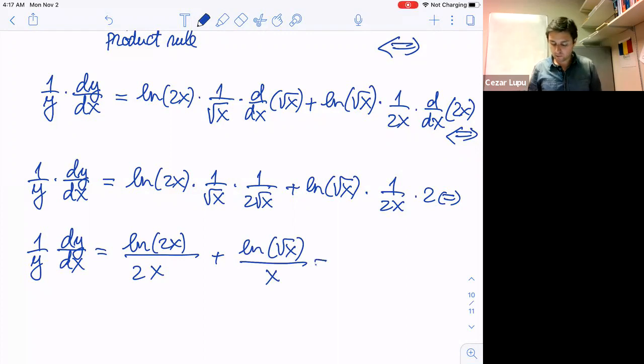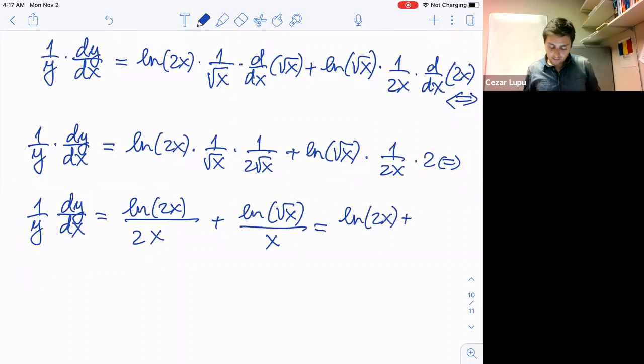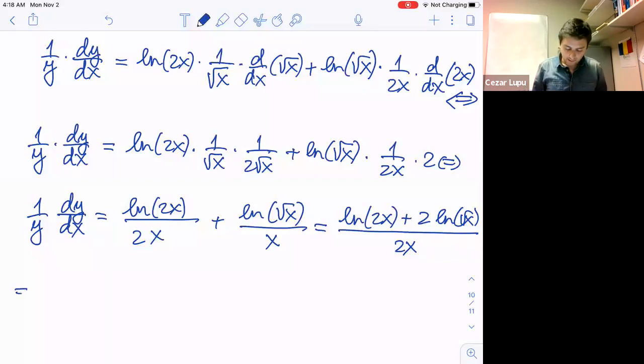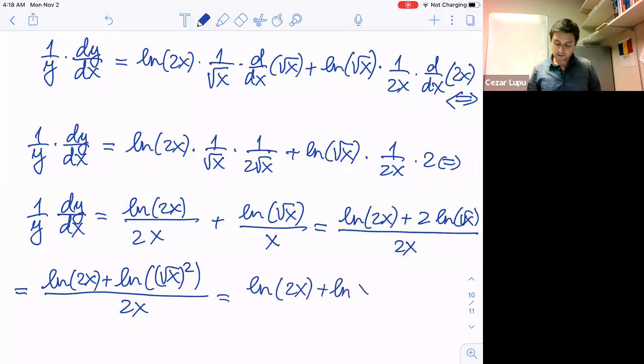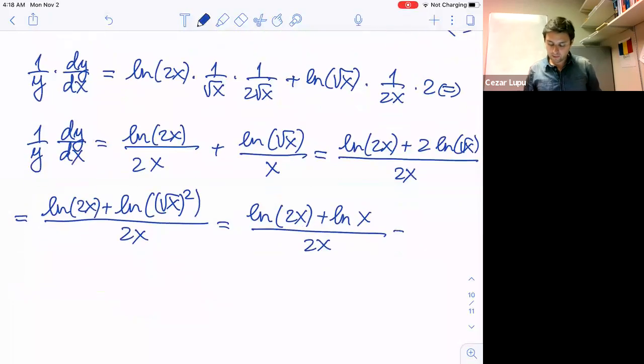Or if you want to do a little bit more algebra, this will be ln of 2x plus 2 ln of square root of x, everything over 2x. If we apply the basic properties of the logarithm, this would be ln of 2x plus ln of square root of x, everything squared, everything over 2x. And this would give us nothing else than ln of 2x plus ln of x, everything over 2x. Or if you want, this would be ln of 2x squared, everything over 2x.